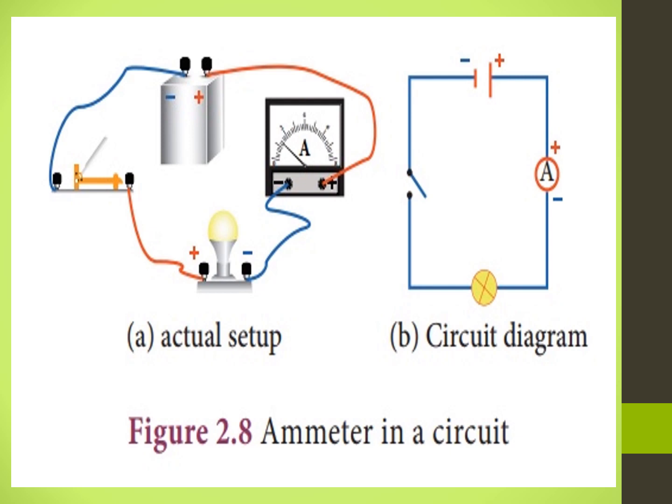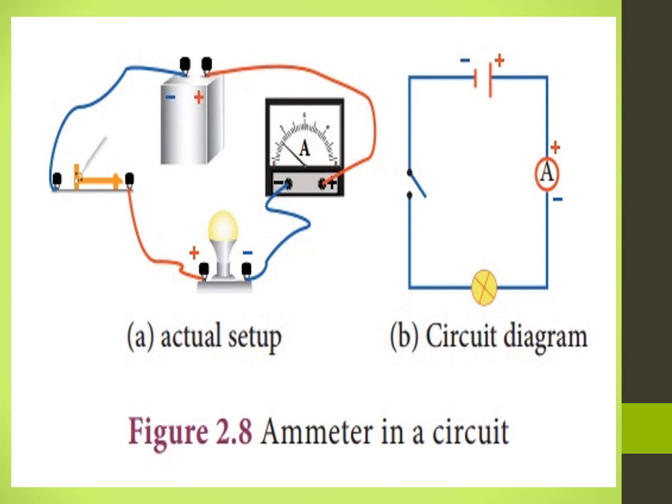Problem 2, page number 42. If 25 coulomb of charge is determined to pass through a wire cross section in 50 seconds, what is the measurement of current? What is the formula? I is equal to Q by T. Q is 25 coulomb, T is 50 seconds. So 25 by 50 is equal to 0.5 ampere.